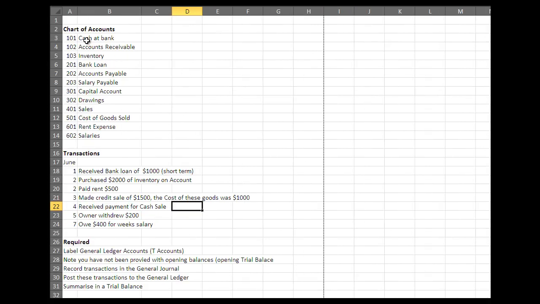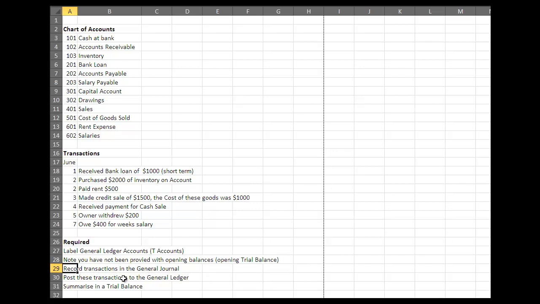Okay, so what are you given? You're given a chart of accounts and some transactions, and you're asked to label the general ledger accounts. So we're using T accounts again. I've put a note there that you've not been provided with an opening trial balance. So typically you'd be provided with an opening trial balance. So let me fix that up. You've not been provided with an opening trial balance just because of time. But typically you would have.